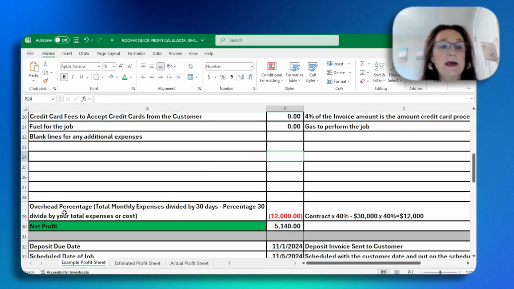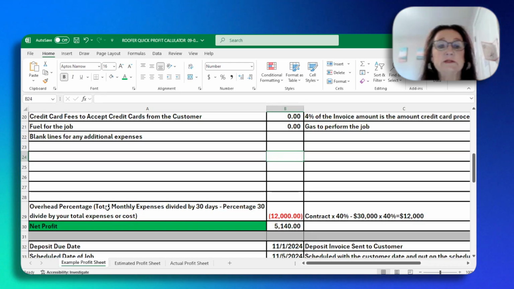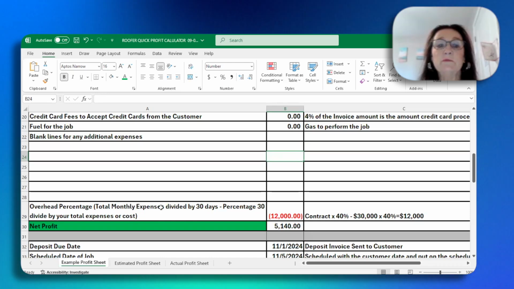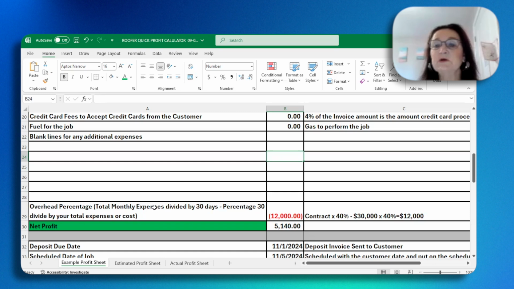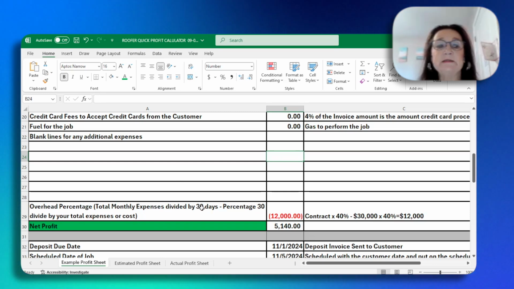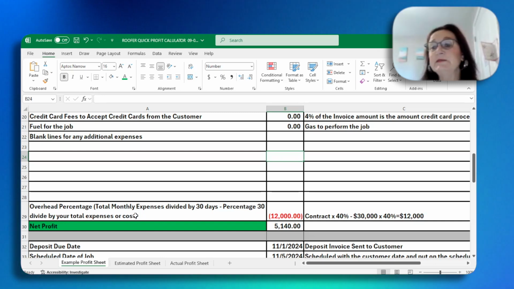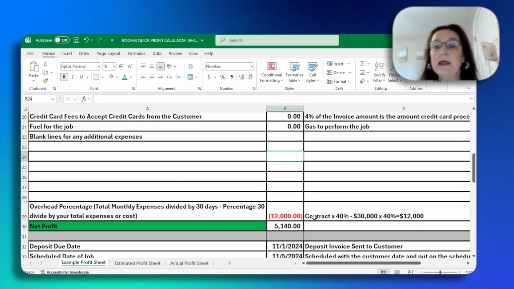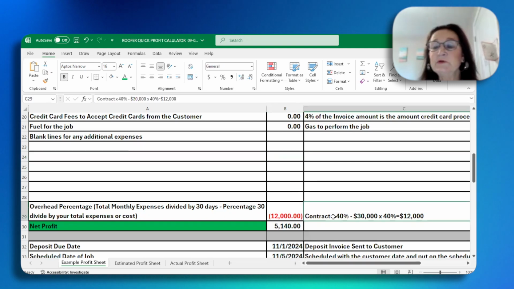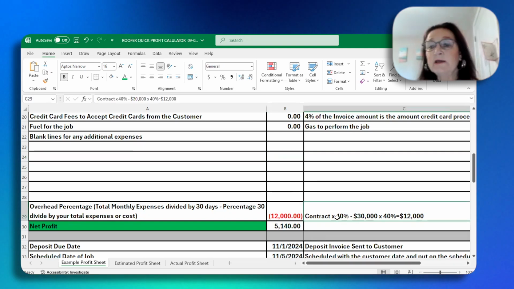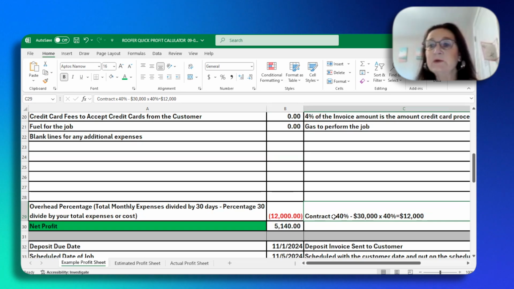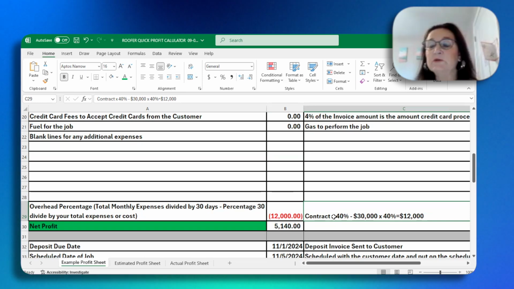And then our last thing is overhead percentage. And this is your total monthly expenses, not your cost of goods, but your monthly expenses divided by 30 days. And then that percentage times your total expenses or cost. Okay. And what I've learned and experienced with most roofing contractors that are growing companies, their overhead is about 40% because we have a lot of advertising that we're doing. So that can run up quite a bit.